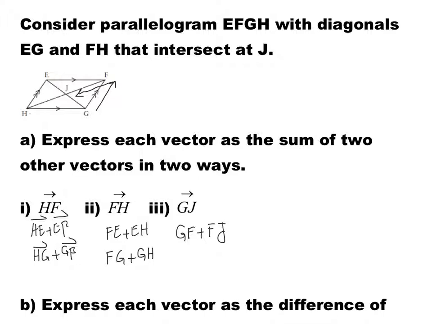I can also use vertex H. I can say GH plus HJ. GH plus HJ is going to give me GJ.